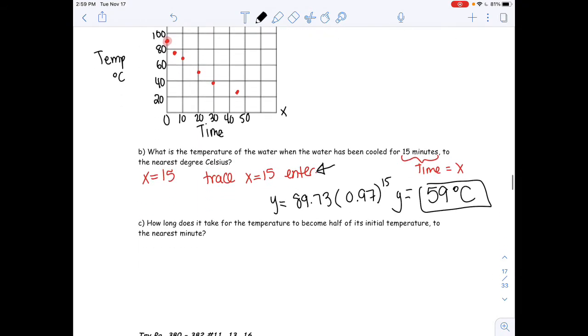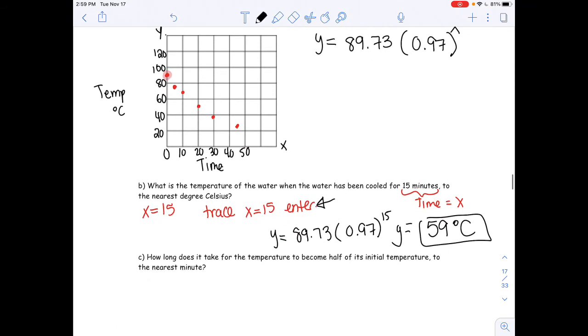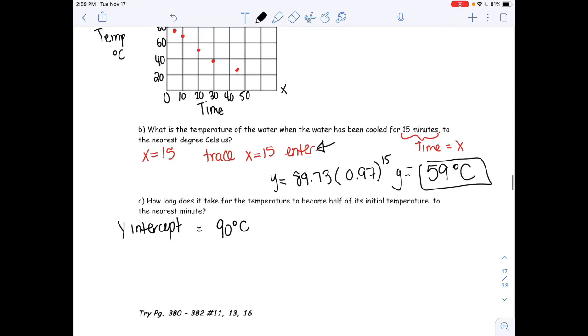Well, initially, what was the temperature? So the initial temperature, guys, is always your y-intercept value. So if you look, your initial y-intercept value was 90 degrees Celsius. We need to figure out what half of that is. So we take that number and divide it by 2. So we know that the initial temperature, the initial half of temperature is 45 degrees Celsius. So that's a y value. So we're going to put that into y2.